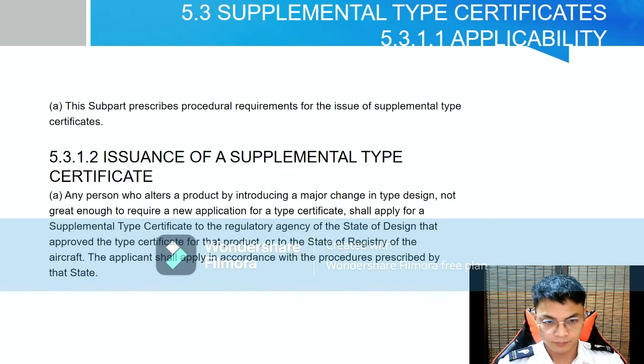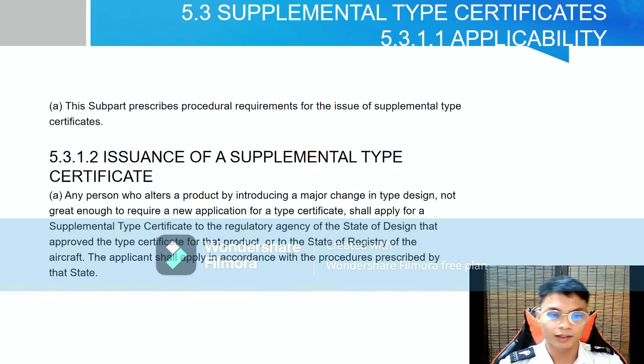So the next thing would be PCAR 5.3, which is supplemental type certificates. So its applicability is this prescribes procedural requirements for the issue of supplemental type certificates. So under this is issuance of supplemental type certificate. Any person who alters by introducing a major change in type of design not great enough to require a new application for a type certificate shall apply for a supplemental type certificate to the regulatory agency of the state of design and that approve the type certificate for the product or to the state of registry of the aircraft. The applicant shall apply in accordance with the procedures prescribed by that state.